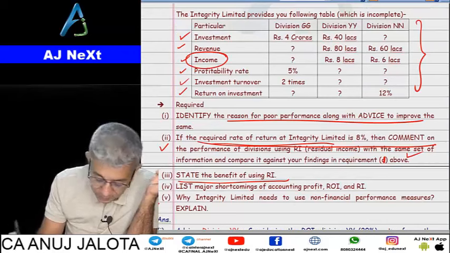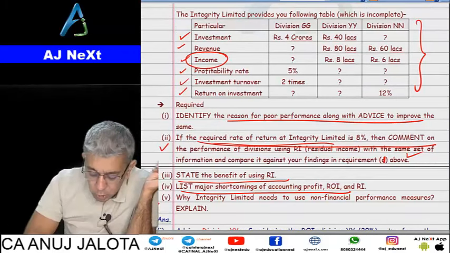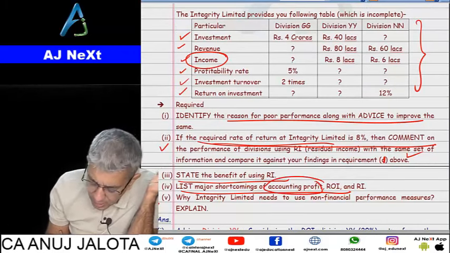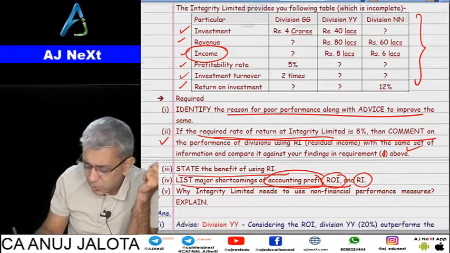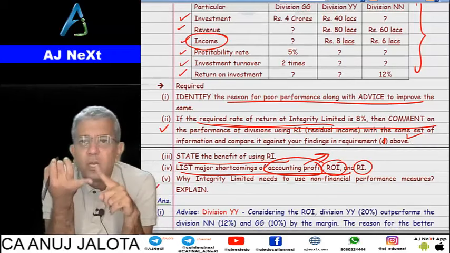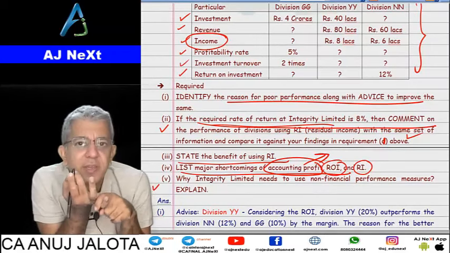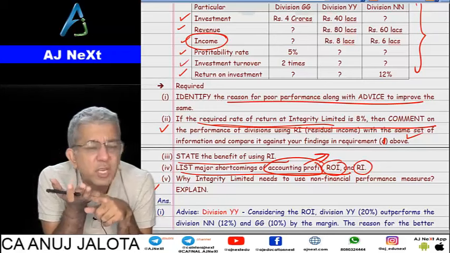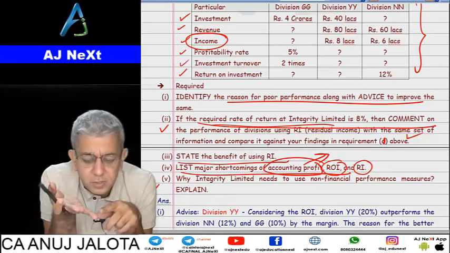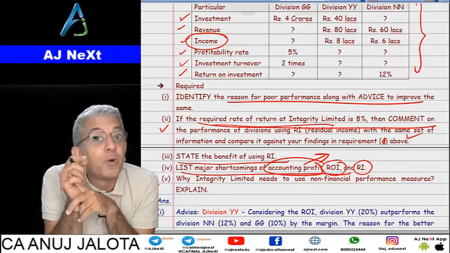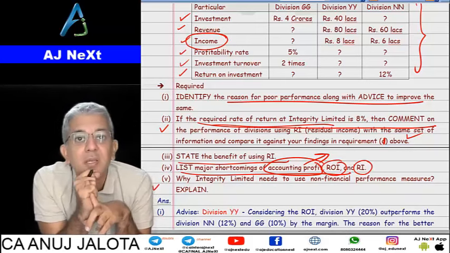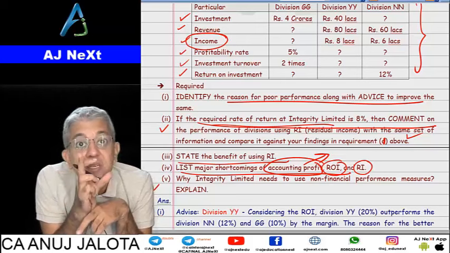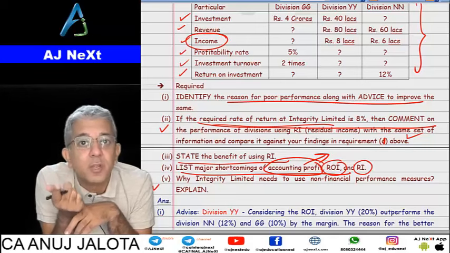The fourth part: list any major shortcomings of accounting profit, ROI and RI. Now, this is quite simple. Accounting profit is all distorted. It gets affected by your accounting policies, which in real life is of no use to run the business. Apart from that, the profits that you all get do not consider the cost of equity capital. If you all see, your final profit considers cost of debt capital because we reduce interest from there.